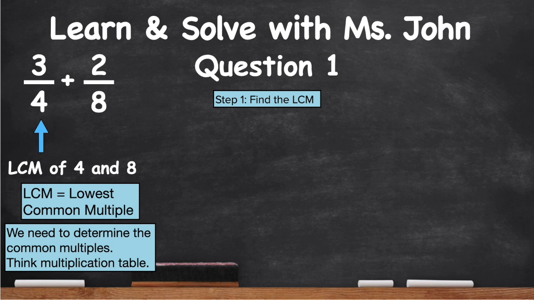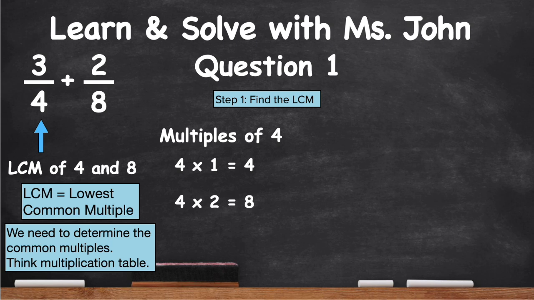For multiples of 4, you're just literally going through the 4 times table. So 4 times 1, 4 times 2, 4 times 3, 4 times 4. So 4 times 1 is 4, 4 times 2 is 8, 4 times 3 is 12. A lot of people ask me, when do you stop? The more you do this, you'll realize that I didn't really need to do 4 times 3. I could have stopped at 4 times 2. But that's through time and practice.